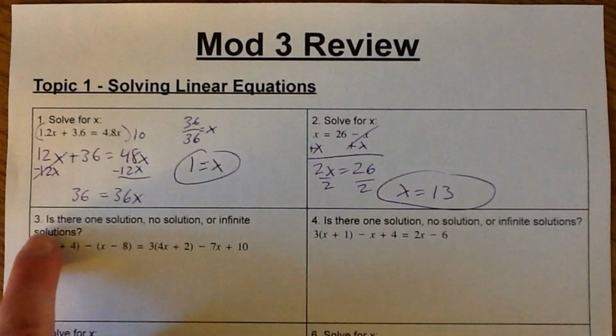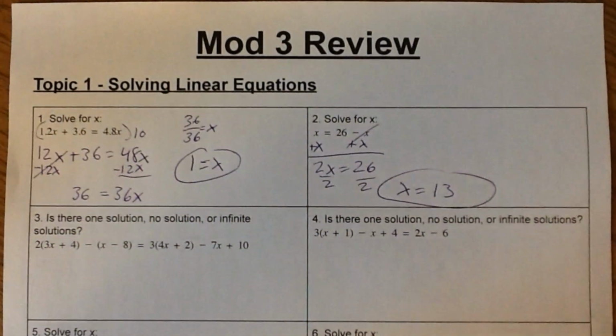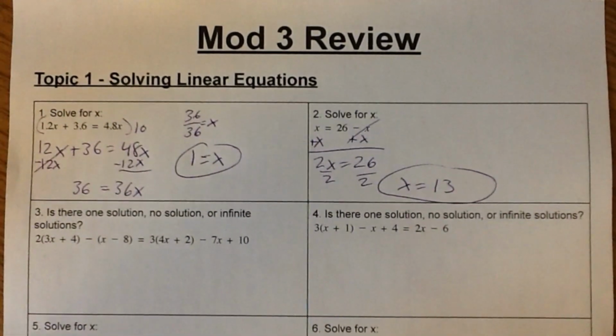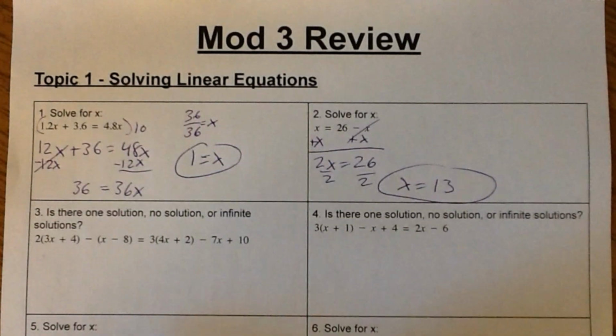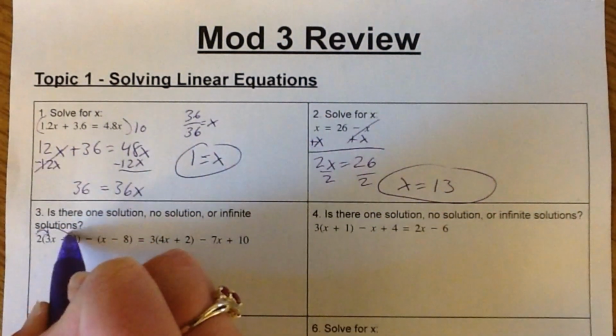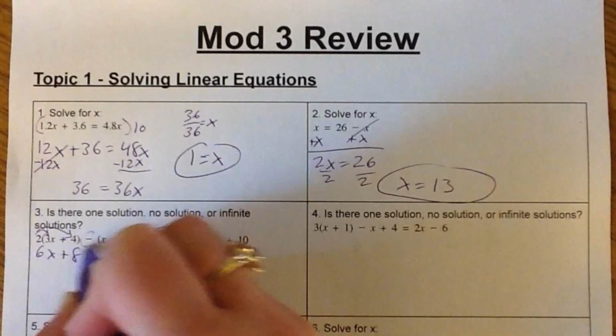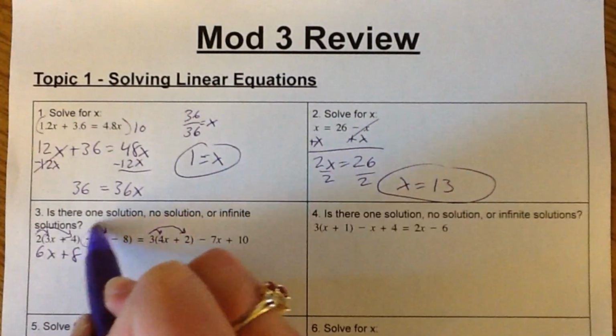All right, 3, is there one solution, no solution, or infinite solutions? So what's kind of nice about, instead of it asking for the solution, we just need to figure out which one of those categories it's in. So we only need to solve so far as to see if things are canceling out, if it's a true statement or not a true statement. So we're going to start by distributive property. So anything outside of parentheses, you multiply by everything on the inside. And when you have a negative out front, it means there's a negative 1.